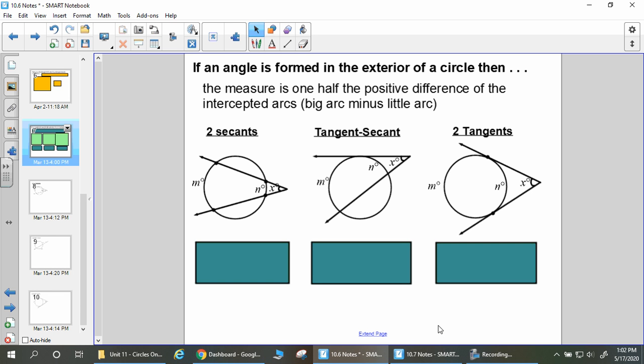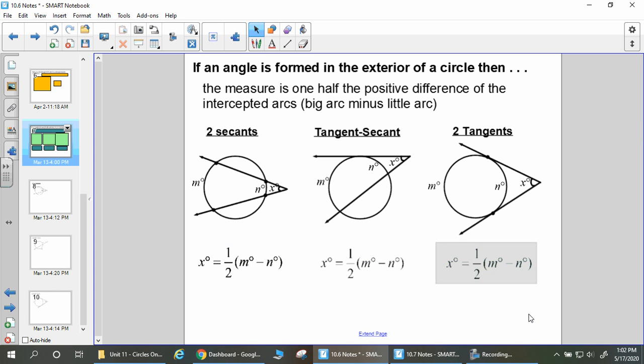In order to find that angle measure, the measure is 1/2 the positive difference of the intercepted arcs. Really, all that means is do big arc minus little arc. So the setup for all three of these is actually the same. I did put it underneath each picture just to prove that to you. In each one of these, I'm going to do x equals 1/2 (m minus n), or x equals 1/2 (big arc minus little arc). In all three pictures, m is further away, making it the big arc, n is closer, making it the little arc. And that's what you want to do anytime your angle is outside of your circle.